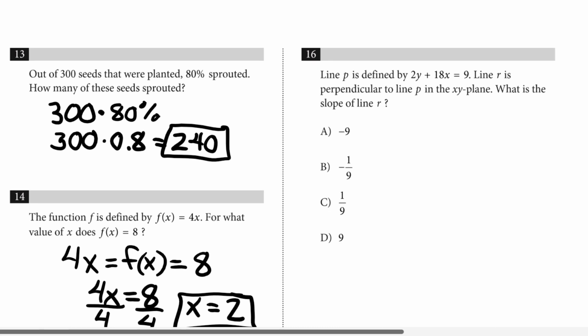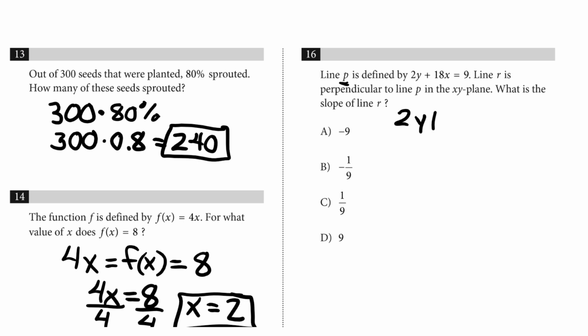Number 16. Line P is defined by 2y plus 18x equals 9. Line R is perpendicular to the line P in the xy plane. What is the slope of the line R? We know that R and P are perpendicular. What we need to do first is figure out what is the slope of line P. We're going to do that by getting y by itself.